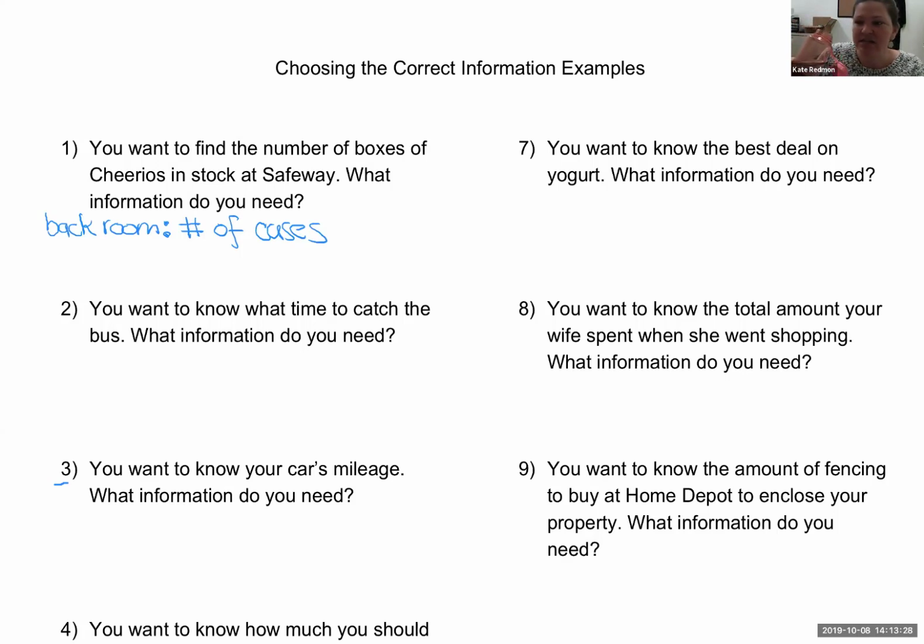So if I went and counted the cases, what else would I need to know? You would have to know how many come in one case. Oh yeah, for sure. So I would need to know the number of boxes of Cheerios in a case. So definitely this is helping me to know how many boxes of Cheerios I have in stock at Safeway, but probably I don't only have Cheerios in the back room, huh? Where else would I have Cheerios, Nicole? On the shelf. And what would I do there? Count however many are on the shelf and then add the number on the shelf. Exactly. We don't have cases there. We can just count.